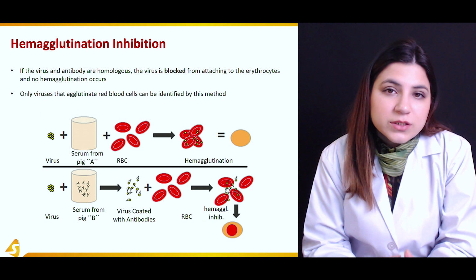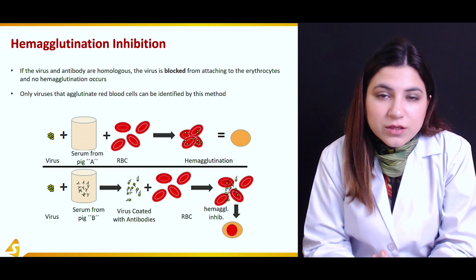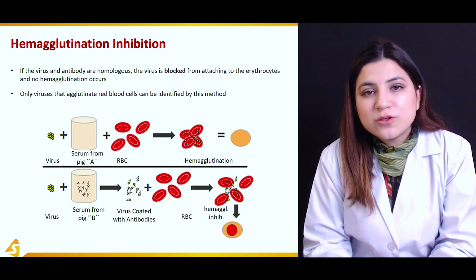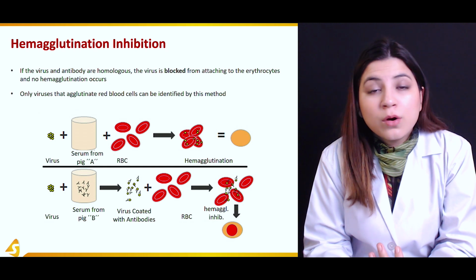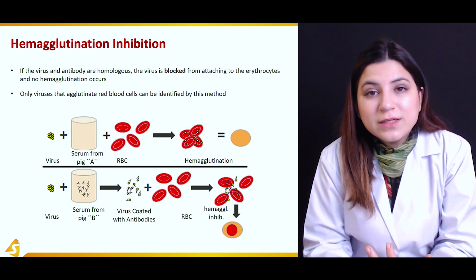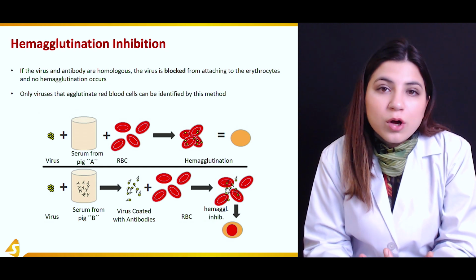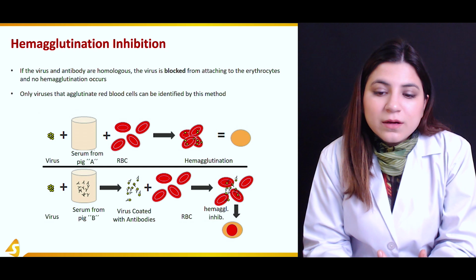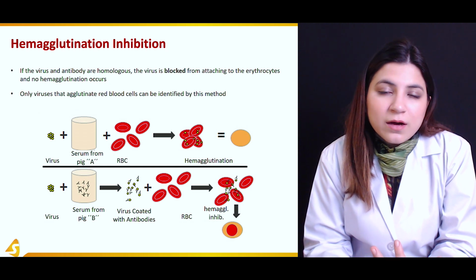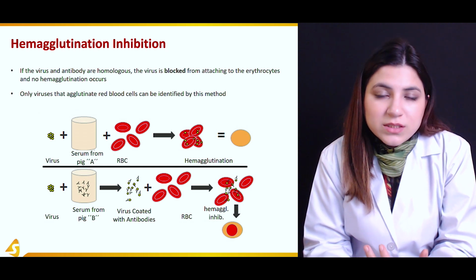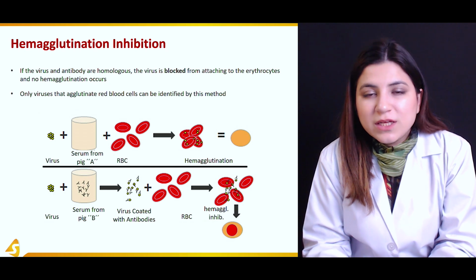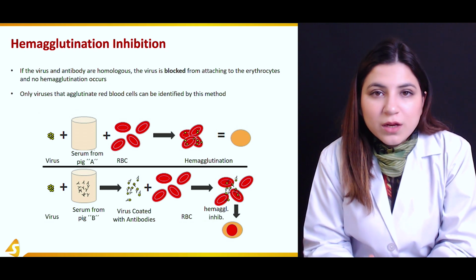But if there are certain samples which are not infected, that is, which do not contain the antibody in them, then the virus won't be blocked and the virus will cause the hemagglutination of the erythrocytes, and we can visualize that hemagglutination in those particular samples.